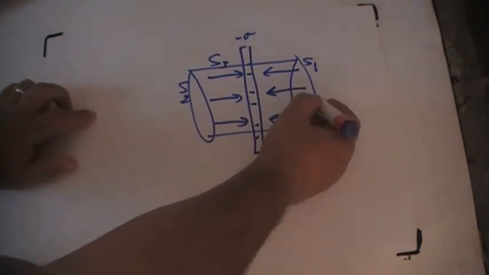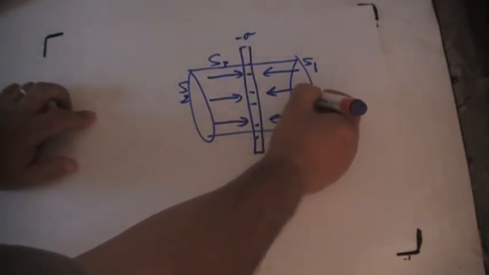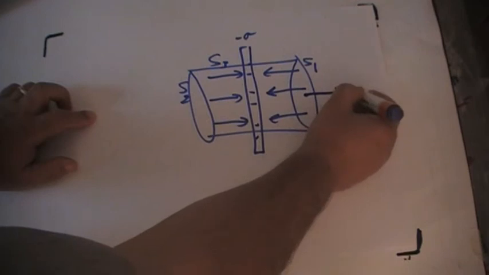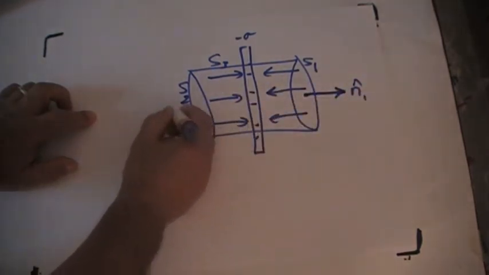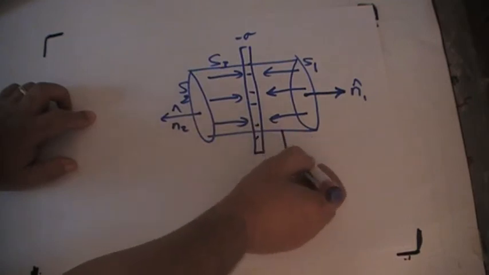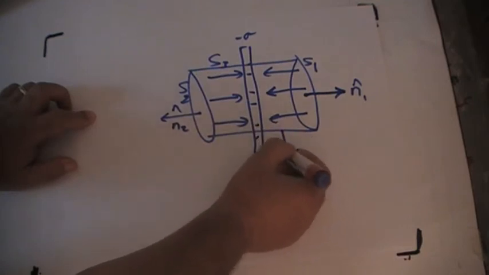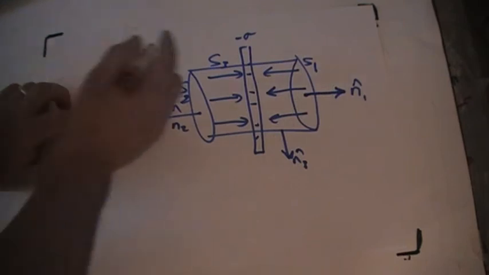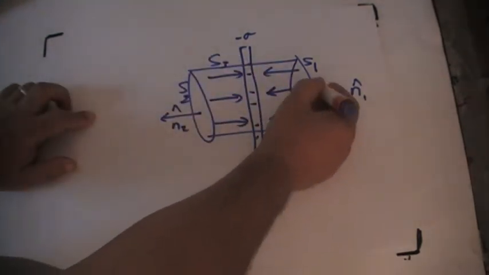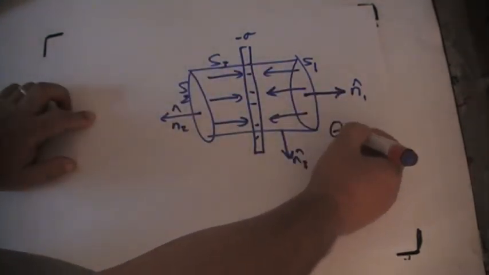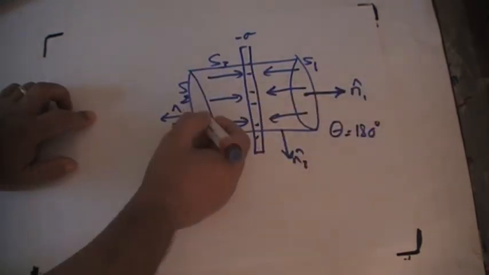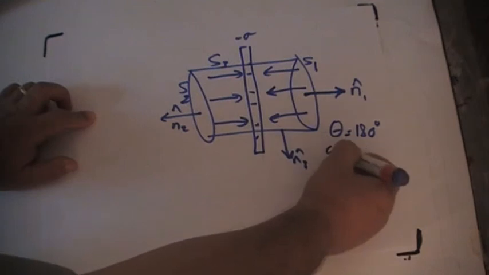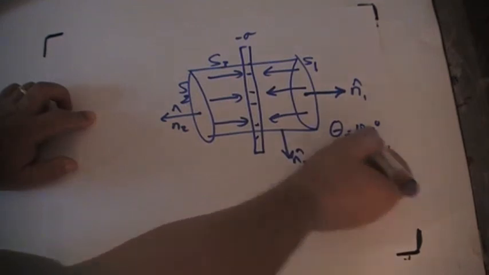But notice, and this is where the difference is, that the unit normal N1 hat is this way, and N2 hat is this way, while N3 hat is still the same. Okay? So that means the angle between these is 180. So theta 1 and theta 2 are 180 degrees, not 0. That means cosine 180 is equal to minus 1.